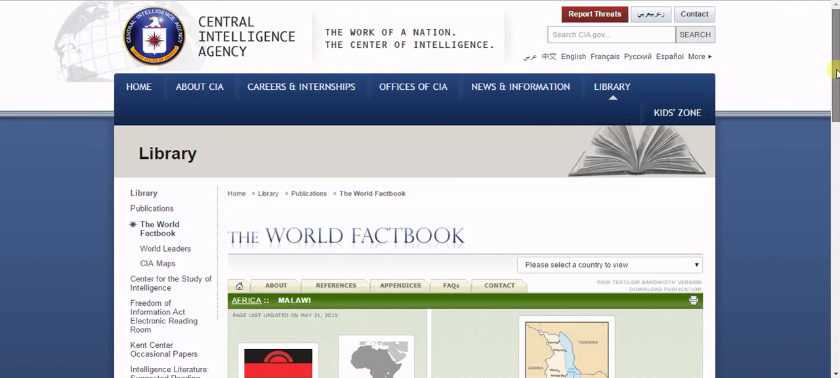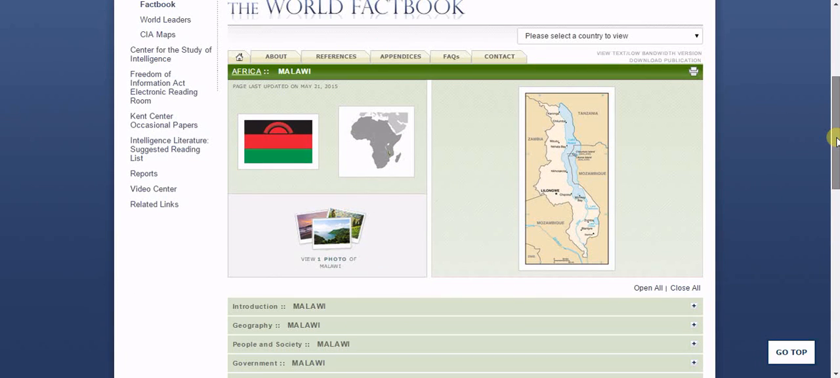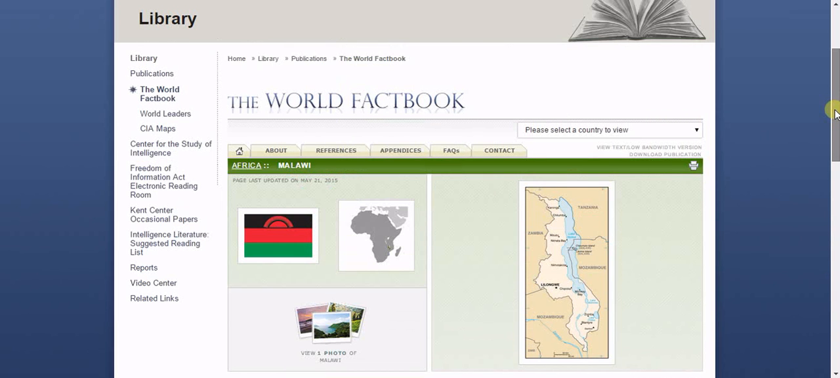So this is how you can use the World Factbook to research a country. Lots and lots of information. Choose what's the most important. And I look forward to seeing what research you all come up with.